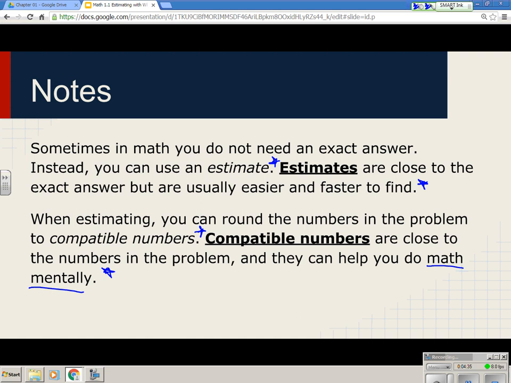Now before you move on, I want you to pause the video and make sure you have these 2 definitions written down, because we're going to do some practice with these as we move on. So pause the video. I'll see you back when you're ready.